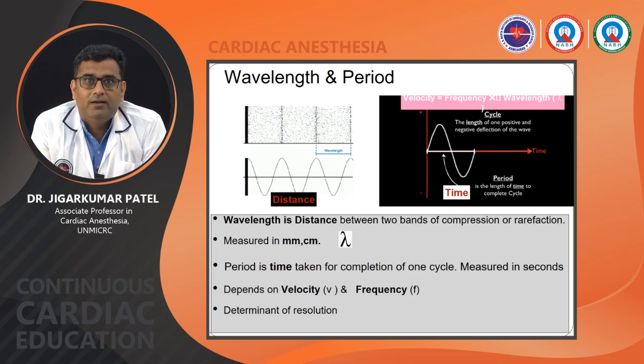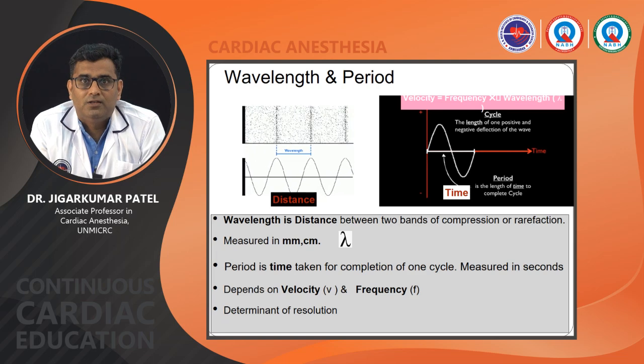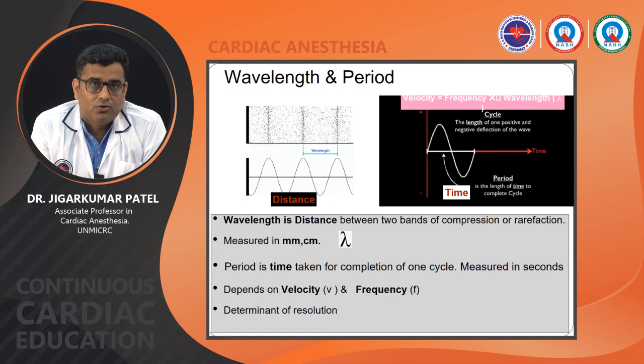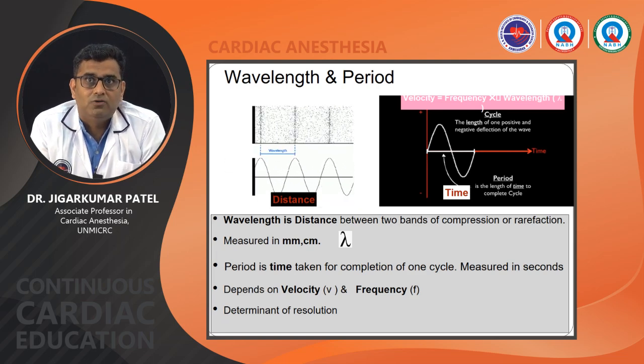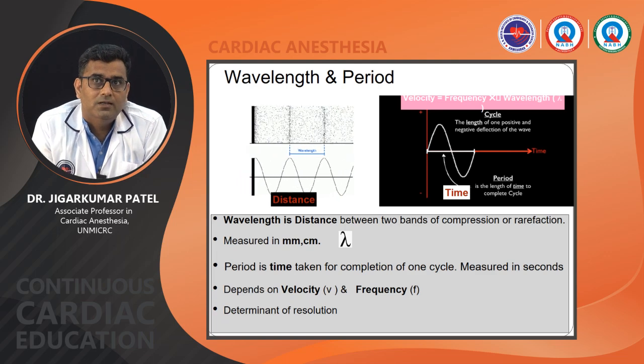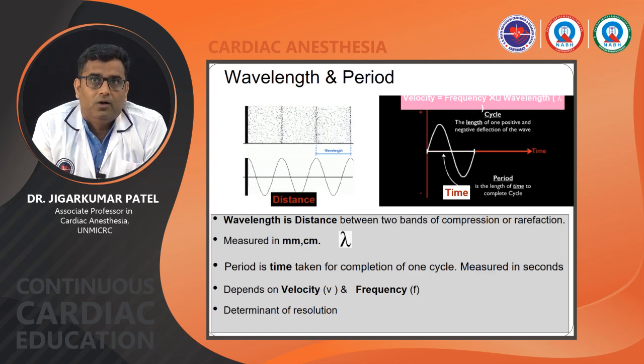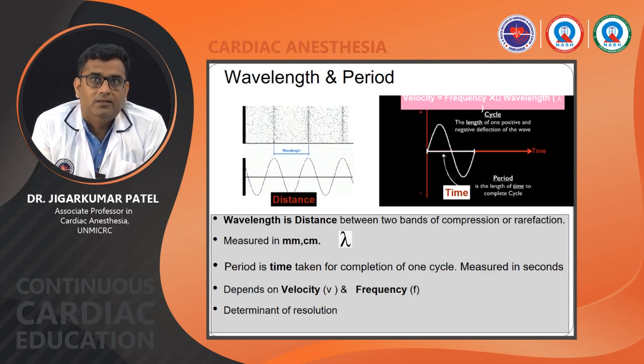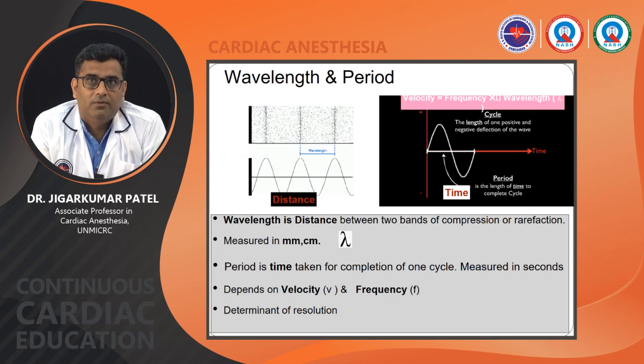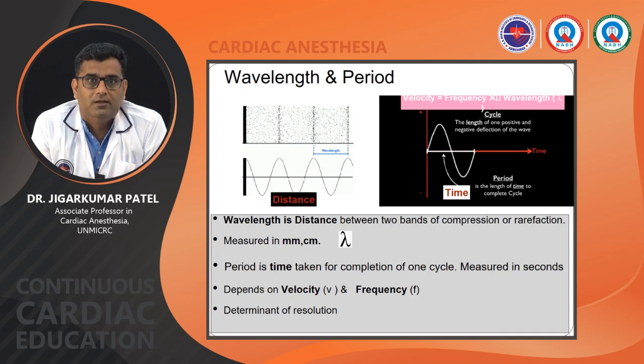So wavelength depends on velocity and frequency. As per the velocity equation, velocity is the product of frequency and wavelength. So frequency and wavelength are interdependent. If frequency increases, then wavelength will decrease, or if frequency is decreased, then wavelength will increase.